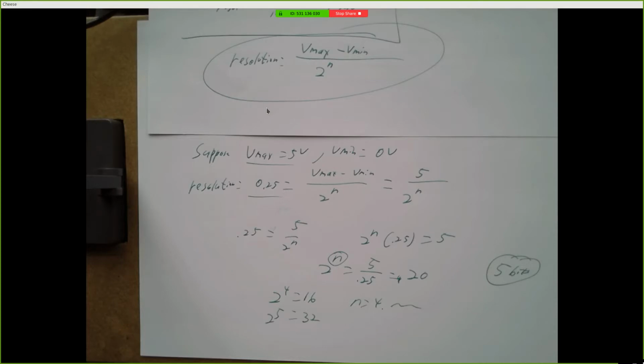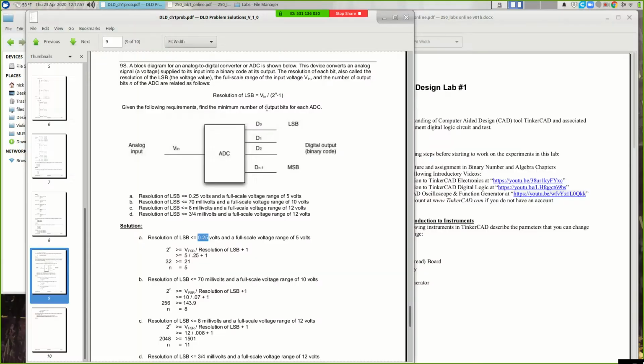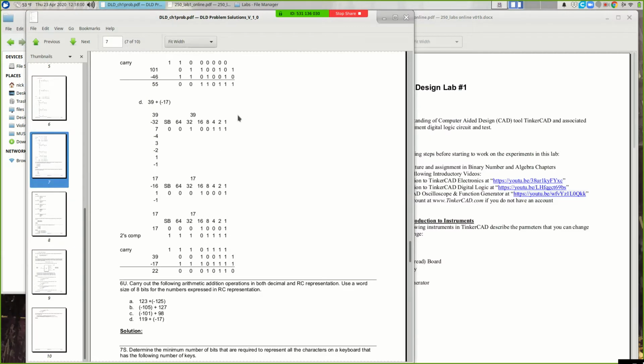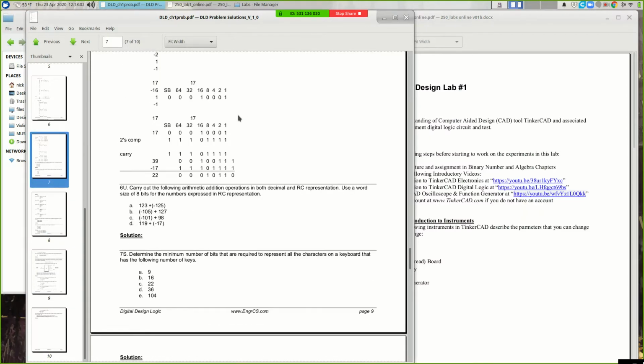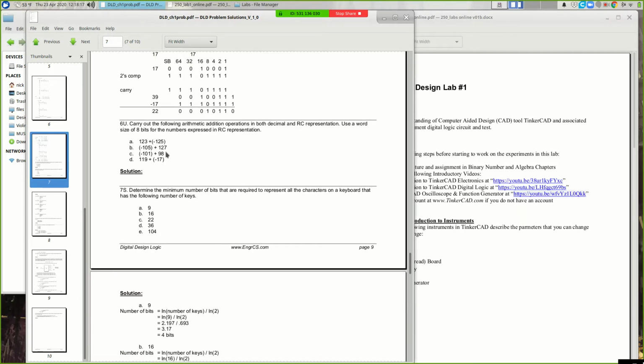I got a question. Right now, I'm on 6U, doing arithmetic addition and such. I just don't know how to take the total. I was looking at the solution one. I'm not sure where to put the 1s and 0s, per se. So which part are you working on for 6U? On A. Let's go ahead and do A.